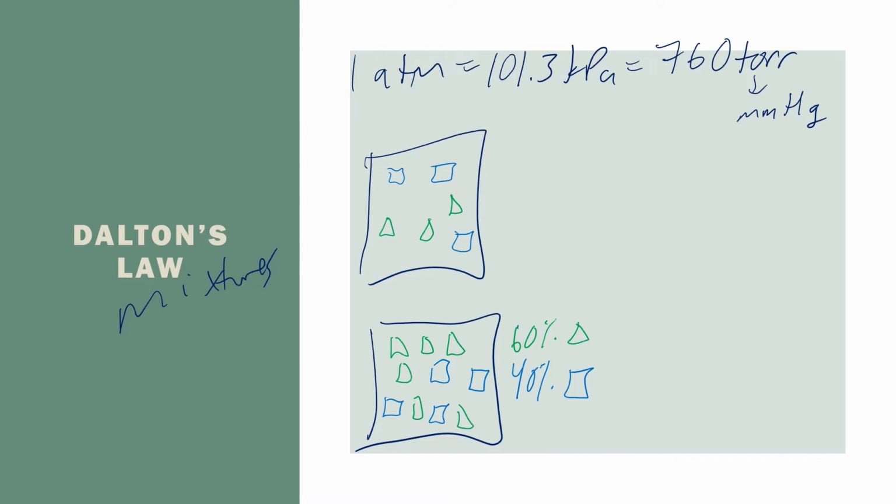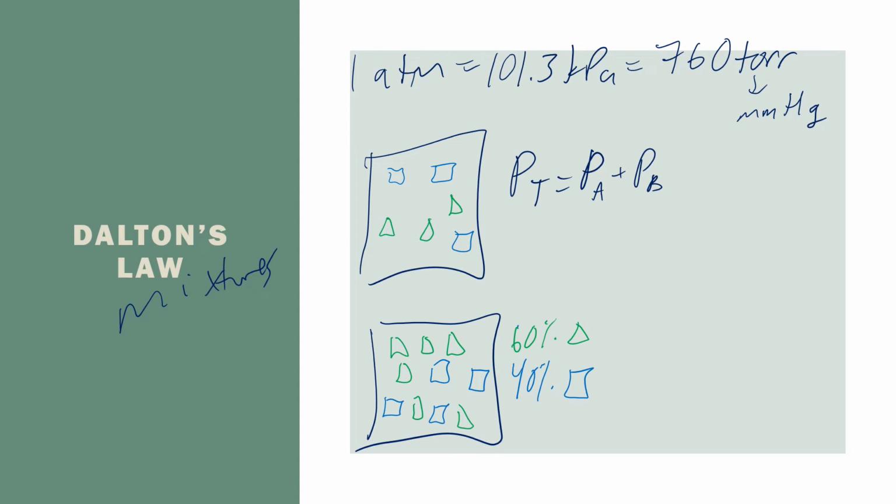So what does that mean mathematically? Now, the total pressure is equal to the pressure of the individual gases, pressure A plus pressure B plus pressure C, etc. They just add up. Or in this case, the pressure of the triangle ones and the pressure of the square ones.